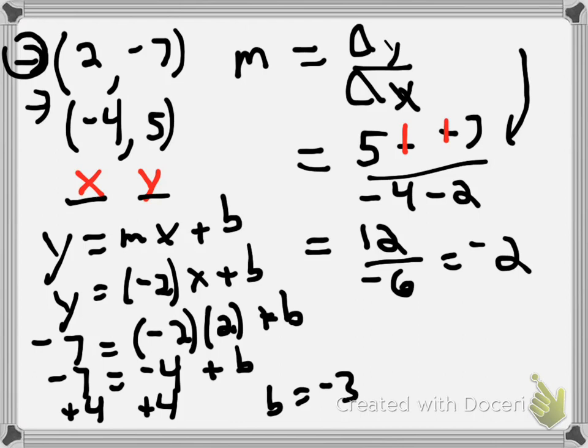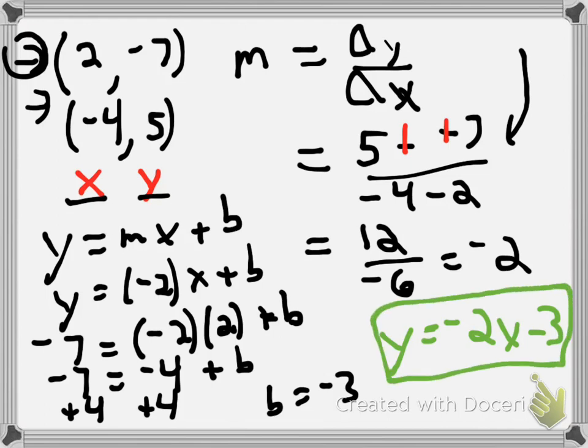Then you have to make sure you write your final answer out, right? I now know the slope, and I know the y-intercept, and so my final equation is y equals -2x, that's the slope, and then -3, that's the b value. And so now I found the equation of the line that goes through those 2 points. If you make a little sketch of the graph, you see that it all works out nicely. If you graph those 2 points and connect them, you'll see it has a slope of -2, and it should cross the y-axis right at -3.